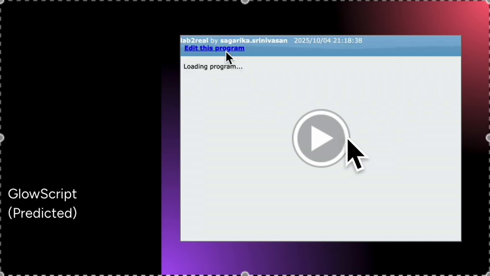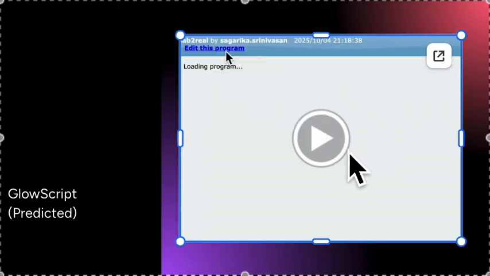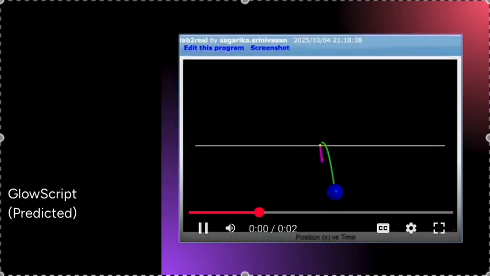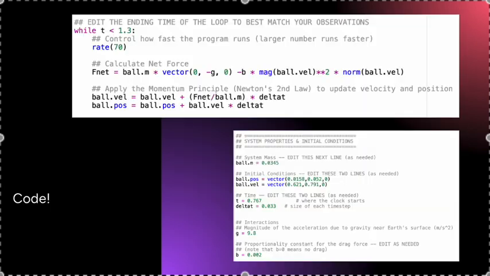This is the GlowScript predicted video. And this is the code. So essentially here, at the top, I'm defining my initial conditions, which are the ball's mass, initial position, and initial velocity.